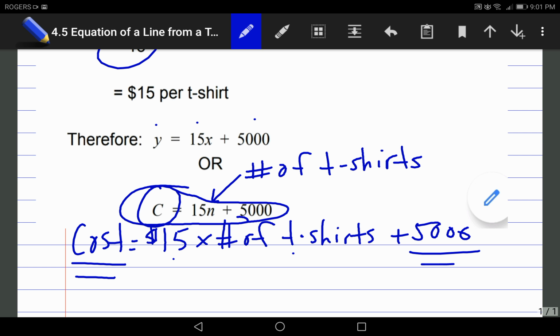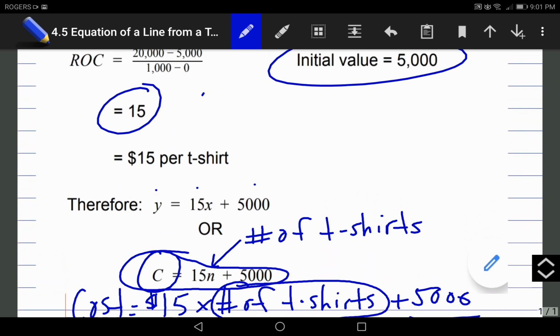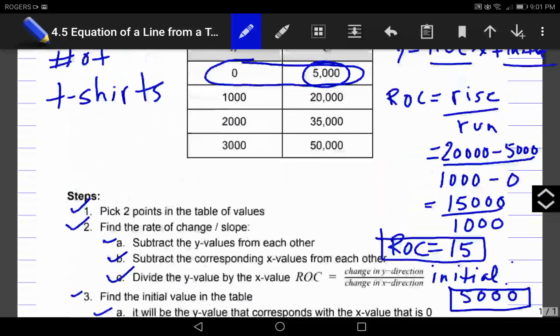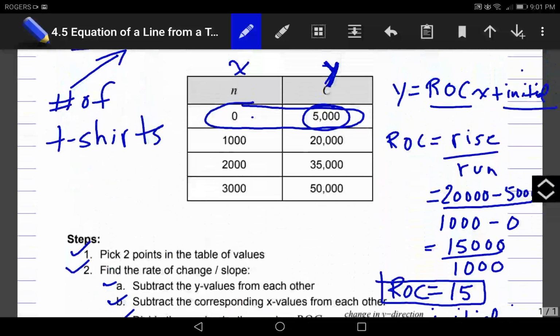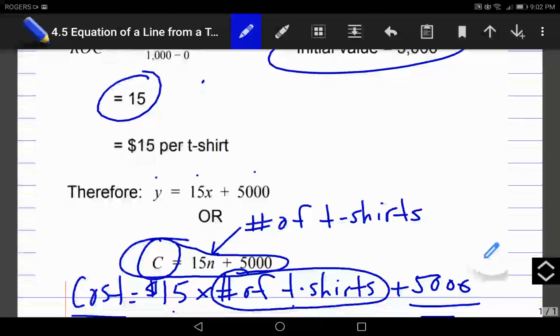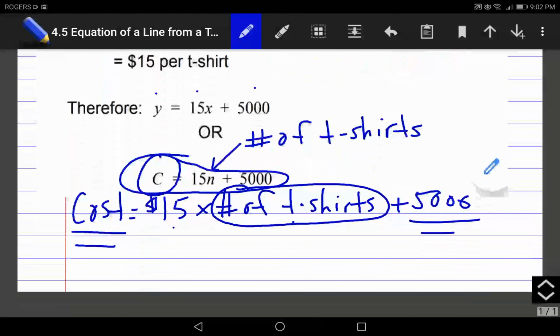So this number will always be changing. It's always changing, just like it was in our table, the number of t-shirts. You could produce 0 t-shirts, 1,000, 2,000, 3,000. It could be anything. It could be absolutely anything. 1 t-shirt, 2 t-shirts. So that number is always changing. And when that number changes, so does your cost.